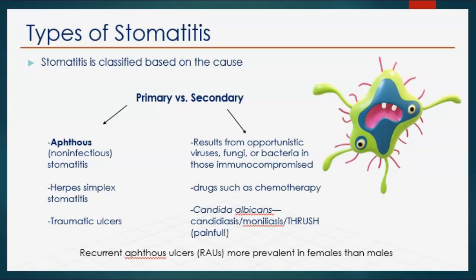People can also get secondary infections because of medications like chemotherapy. And the fungal infections that build up are called candidiasis or thrush, moniliasis. Again, it's very, very painful. People cannot even drink water. Recurrent aphthous ulcers are more prevalent in females than in males.